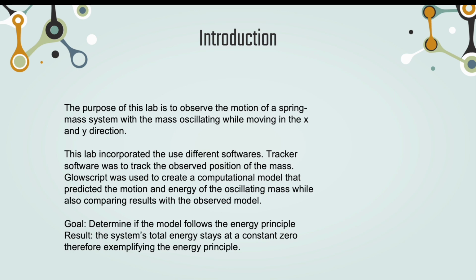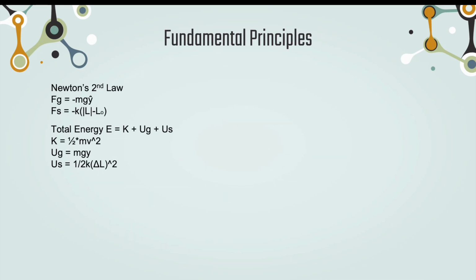The goal is to determine if the model follows the energy principle, and the result is the system's total energy stays at a constant zero, therefore exemplifying the energy principle. The forces acting on the mass are gravity pulling downward and the spring force, which pulls towards the equilibrium position. The total energy of the system is the sum of kinetic, gravitational potential, and spring potential energy. By tracking how those energies change, we can check if energy is conserved throughout the motion.